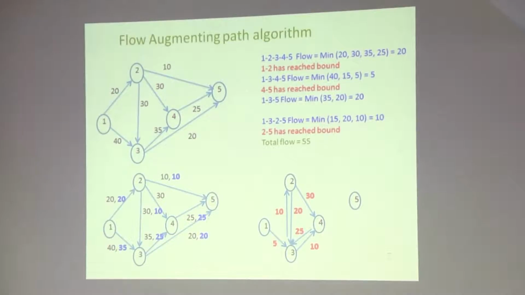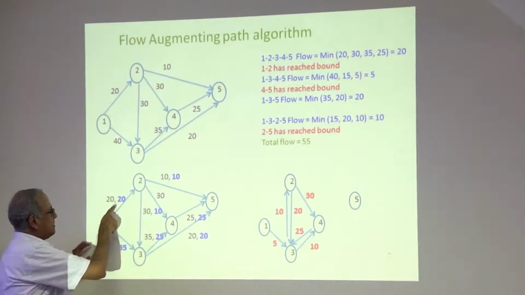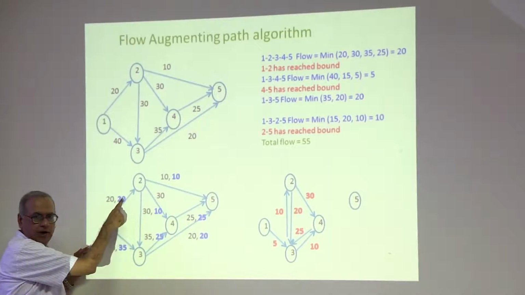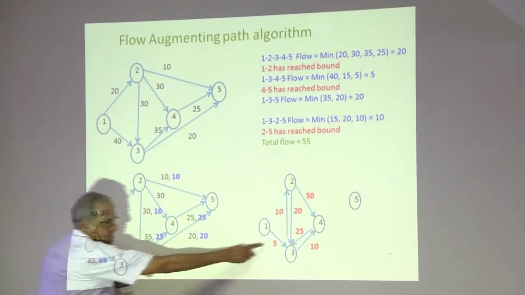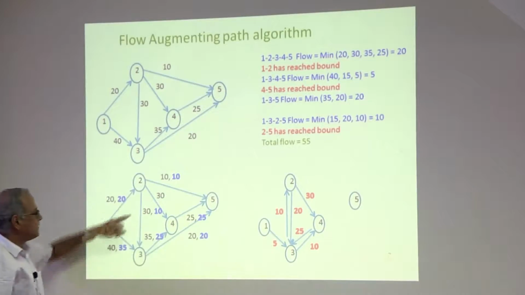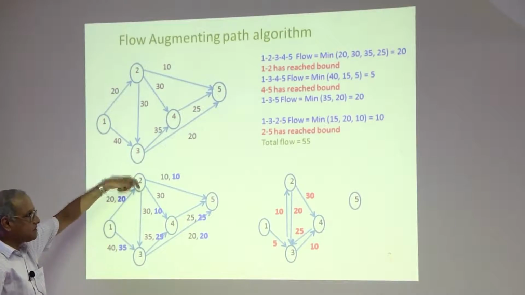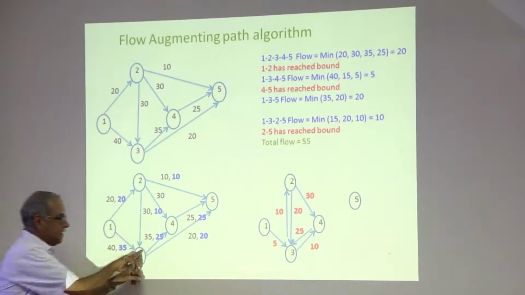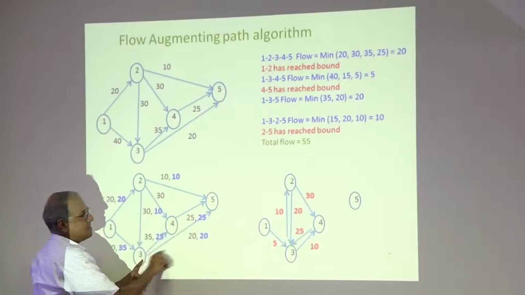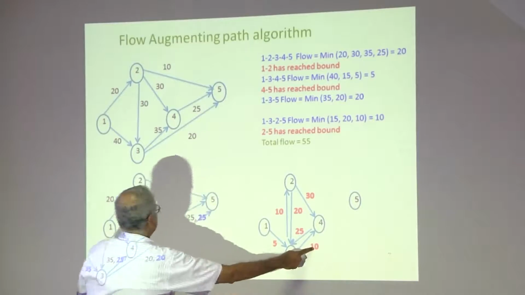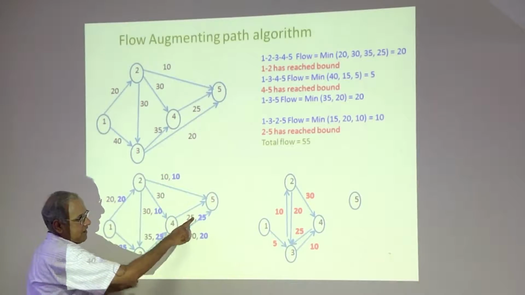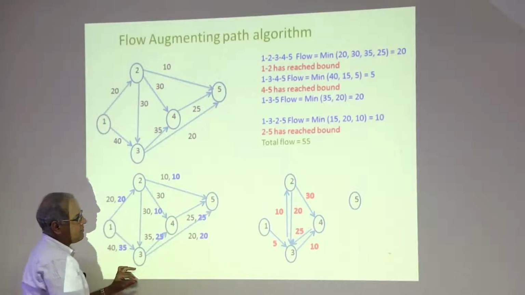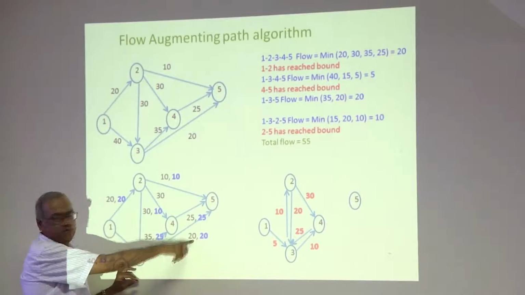How does the residual network look like? Now here 20 20 no arc, 40 35 5, 30 10 20, 20 35 25, 10, 25 25 0 knocked off, 20 20 knocked off, 10 10 knocked off.